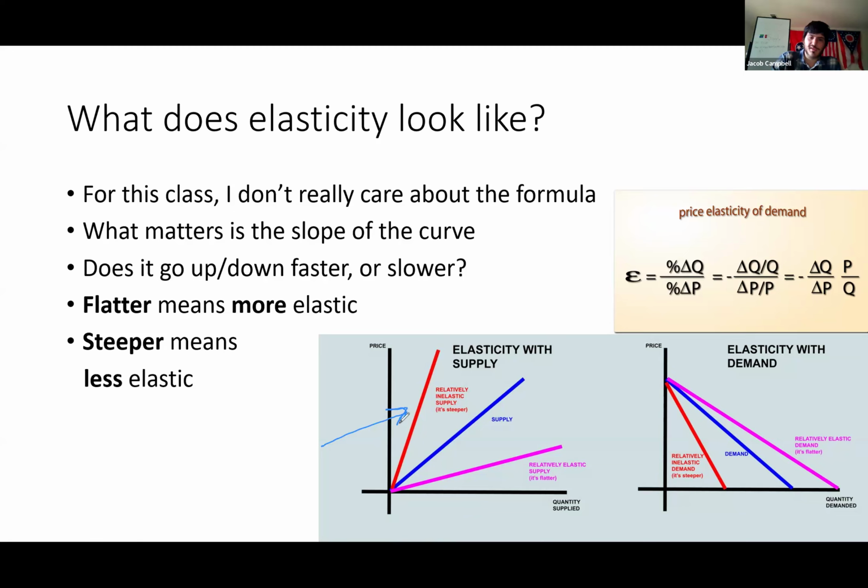So for example, with these supply curves, the red one, it's very steep, and that would be considered a very inelastic curve. The pink one is very flat, and we would consider that a very elastic curve. And likewise with demand, well, supply and demand move in opposite directions. Supply goes up, demand goes down. But even though it's going down, it's still going down steeper, right? And so that's inelastic, whereas the pink one, it's flatter and it's elastic.